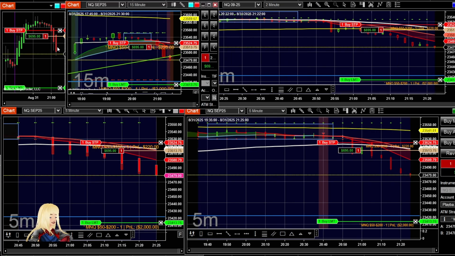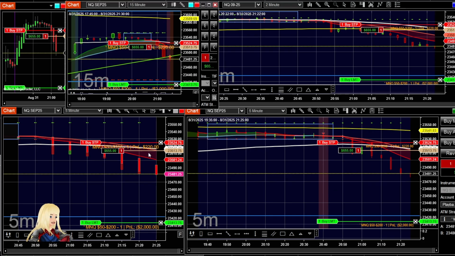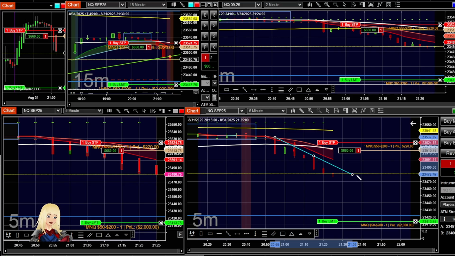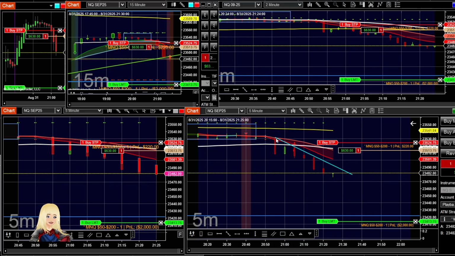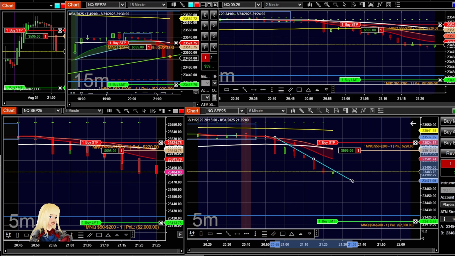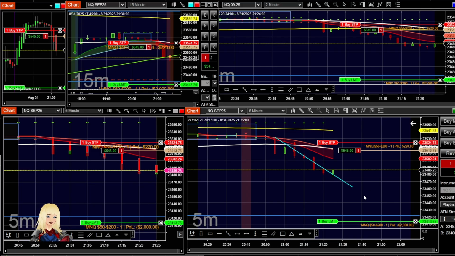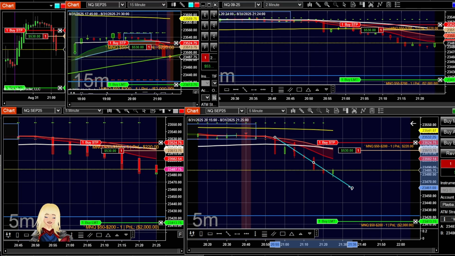Our 15-minute shows strong Heikin-Ashi. Our 5-minute Heikin-Ashi is a strong red, and it's going down. And what I'm going to do is draw a trend line here on these candles. And I draw my trend lines at the tops of the candles. I've seen people say, oh, just draw so that it hits most of the bodies of all the candles. I could find absolutely no support for that.